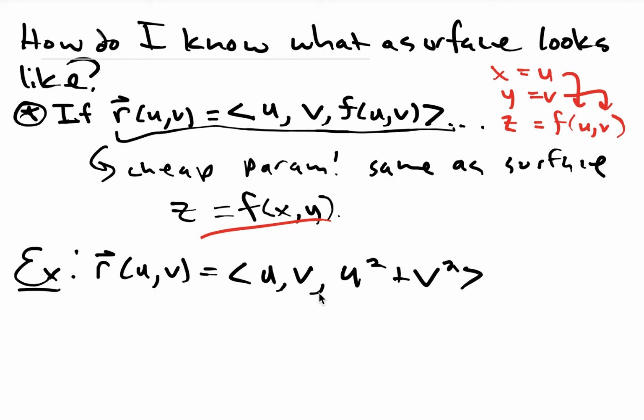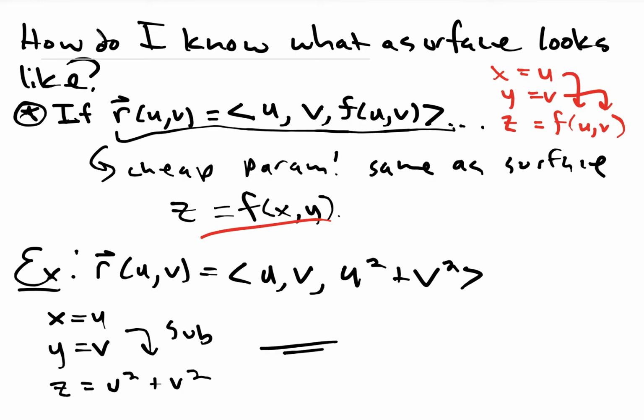So here, if I wanted to do the same trick, deconstruct this just like I did before, again, I have an x component that is u, I have a y component that is v, I have a z component that is u squared plus v squared, and if I make the appropriate substitutions, this is going to suggest that the surface that I've got is really z equals x squared plus y squared. And hopefully we recognize that this is a surface that we've actually played around with before. This is a paraboloid. This is that paraboloid with that nose touching down at the origin.